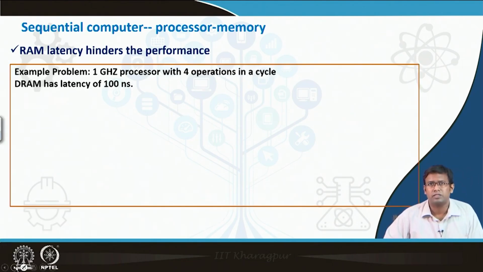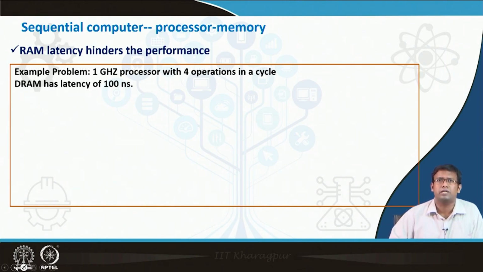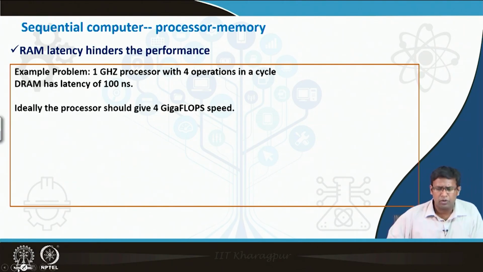A 1 gigahertz processor with 4 operations in a cycle is connected with a RAM, and the dynamic RAM (DRAM) has a latency of 100 nanoseconds. So once the processor asks for some data, the RAM will take 100 nanoseconds to send the data to the processor. Now, because it is 1 gigahertz, meaning 1 gigacycle in a second, and does 4 floating point operations in one cycle, ideally it should give 4 gigaflop speed. We have seen this in the last slide.